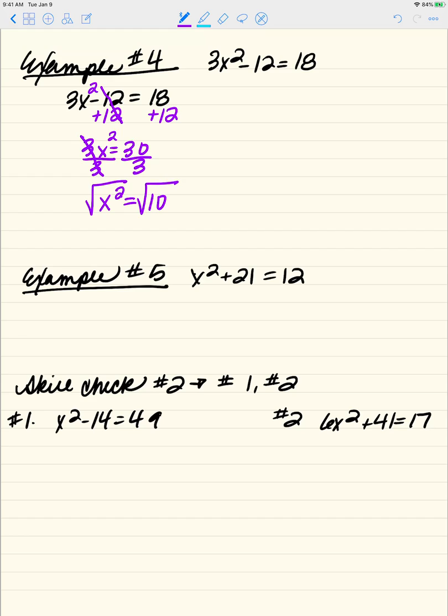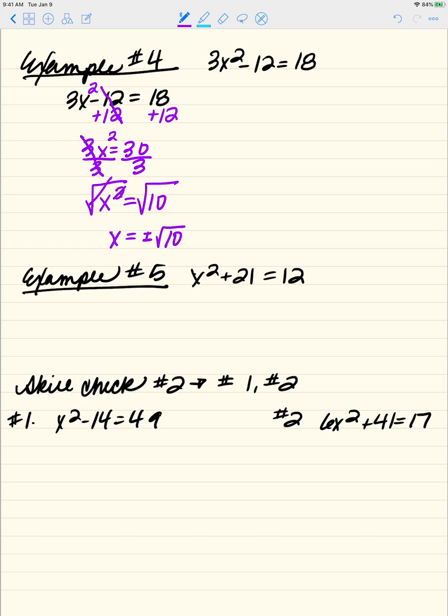Take the square root of both sides. That is not a perfect square, so in this case, you are going to go ahead and leave it in the radical form. And again, we don't know if that x was positive or negative, so it's plus or minus the square root of 10.